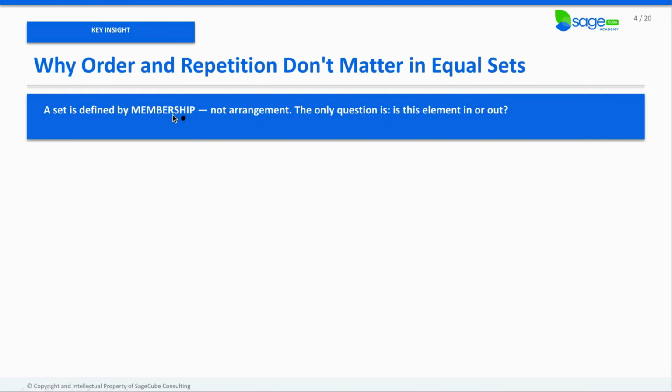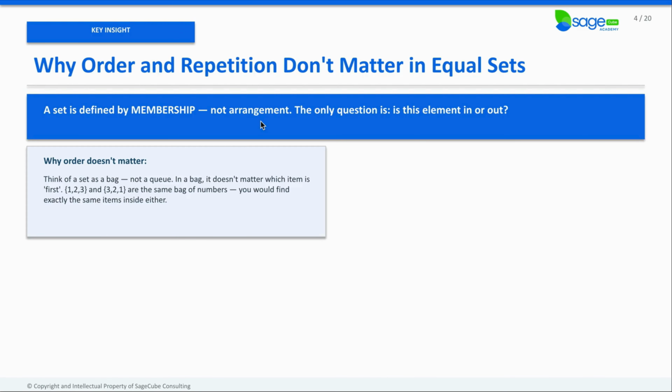So let's look at why order and repetition don't really matter in equal sets. Remember, a set is defined by membership, not arrangement. So the only question that matters here is: is this element in or out? This is why order doesn't matter. So you think of the set as a bag, not a queue. In the bag, it doesn't matter which item is first. You can have 1, 2, 3 in there. You can have 3, 2, 1 in there. But they're the same bag of members, okay?